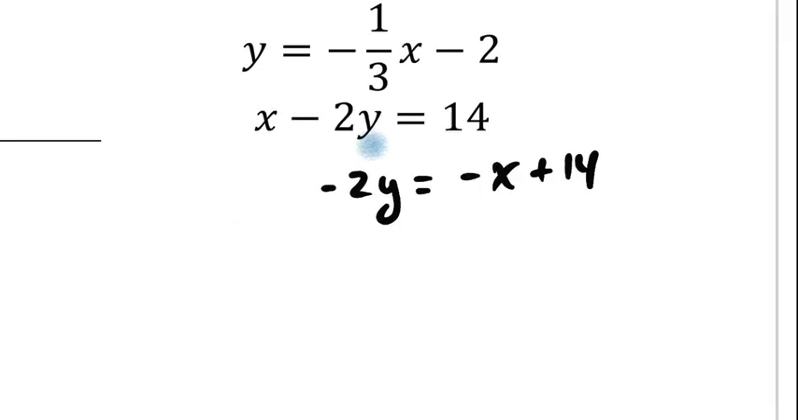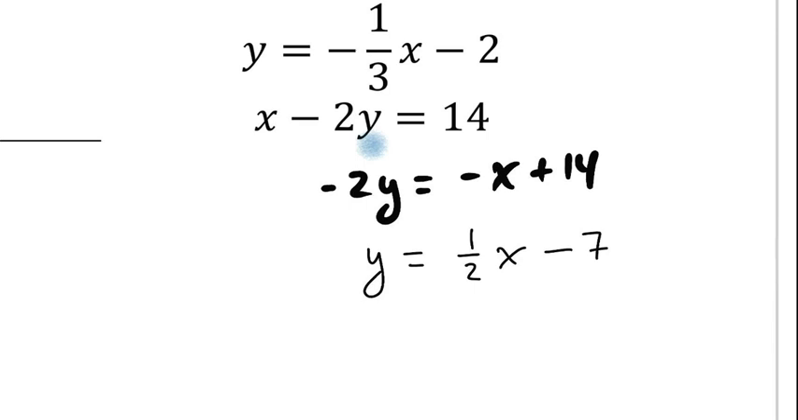Okay, I think I said I'm dividing both sides by negative 2. So this is going to become a y. And on the other side, when I divide that by negative 2, it's a negative 1x divided by negative 2, which is going to give me a positive 1/2 x. And then minus the number 7.